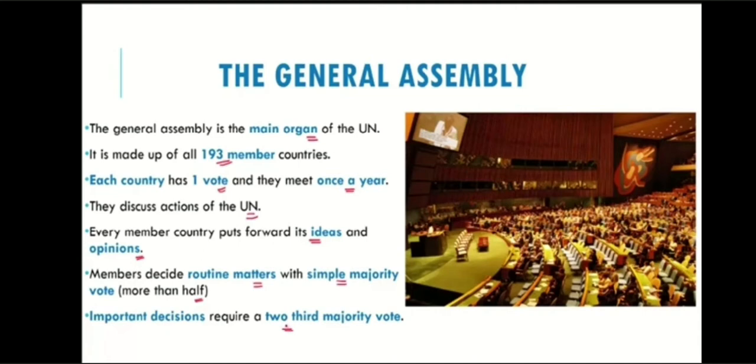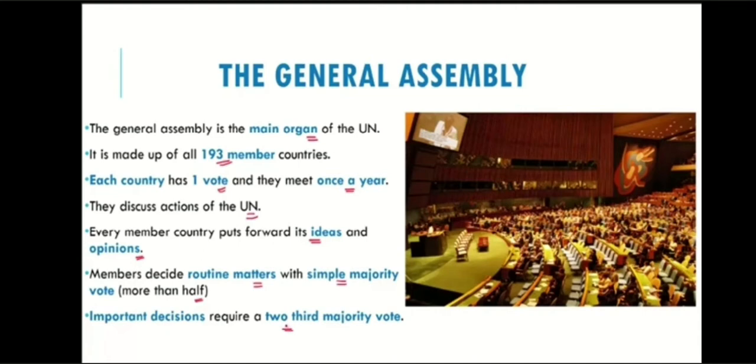So all the member countries will meet once a year from mid-September to mid-December, as it is the policy making body of the UN. So every member country casts its vote and makes a decision. Every member country puts forward its ideas and opinions. But a decision is confirmed only when 2/3 of the members are in its favor.